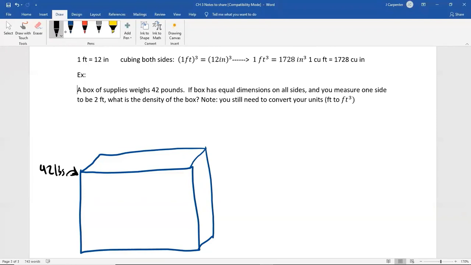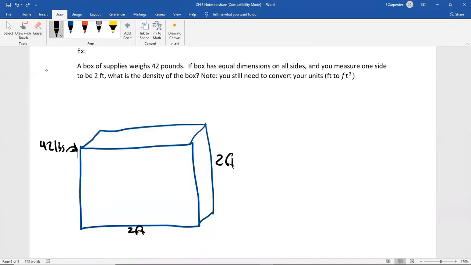Now this box has equal dimensions, and we get out our measuring tape and we measured one side to be 2 feet. So if you go from end to end, from here to here, that height would be 2 feet. Or you could go from end to end horizontally, and this width would be 2 feet. Or if you measured this distance right here, this distance would also be 2 feet. So it's 2 feet by 2 feet by 2 feet.